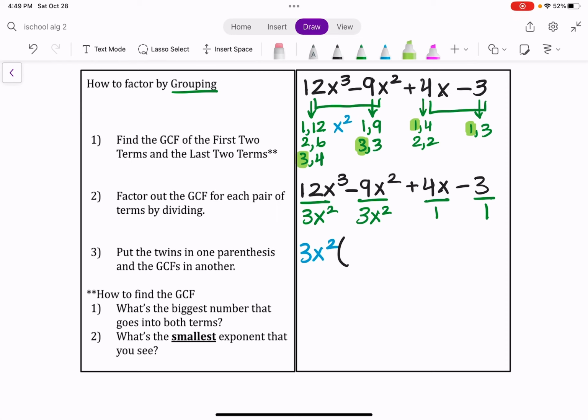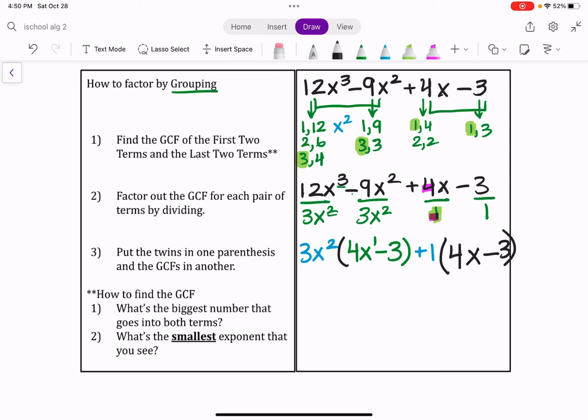12 divided by 3 is 4. 3 minus 2 is 1, so x to the 1. Negative 9 divided by 3 is negative 3. 2 minus 2 is 0, I don't have anything. Okay, and then the second GCF is 1, so I'm going to put plus 1 because it's a positive 1. 4 divided by 1 is 4. And then we have the x, minus 3 divided by 1 is just 3.